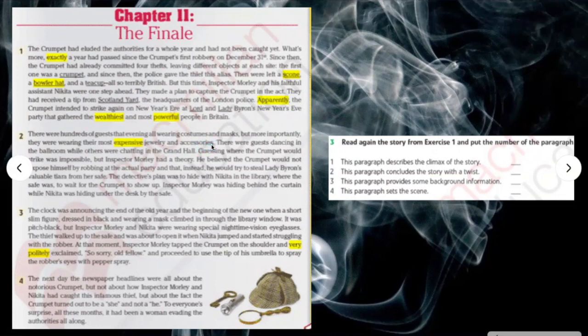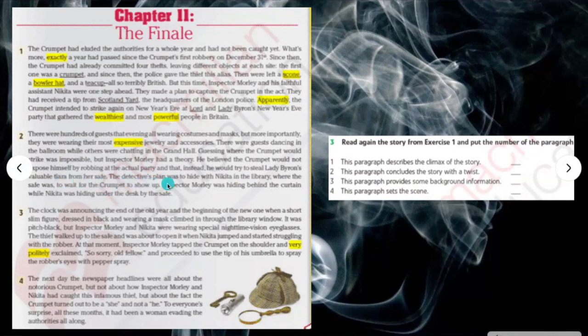There were guests dancing in the ballroom, while others were chatting in the grand hall. Guessing where the Crumpet would strike was impossible, but Inspector Morley had a theory. He believed the Crumpet would not expose himself by robbing at the actual party, and that instead he would try to steal Lady Byron's valuable tiara from her safe.